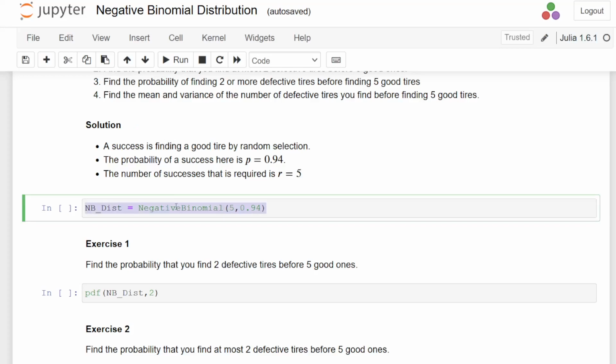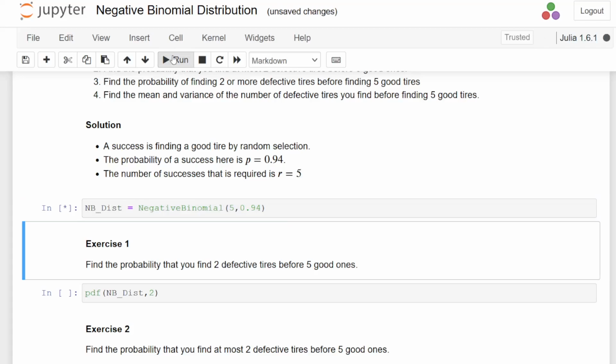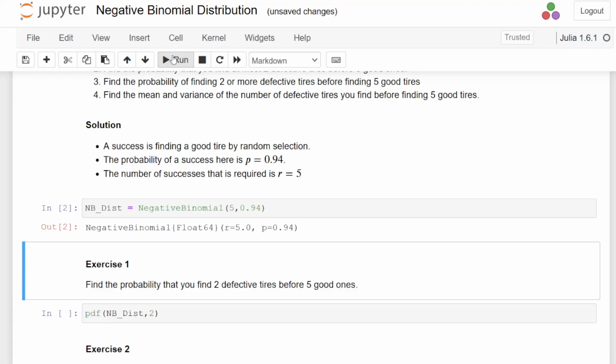So I'm going to set up this here, NB_dist. This is my specification for the negative binomial distribution. Okay, so this is the main part here. This is the actual bit of Julia code, and it comes from Distributions: NegativeBinomial, capital N, capital B, r equal to 5 and p equal to 0.94. I'm saving that as NB_dist. So let's run that. Okay, there we have it, and that means NB_dist is all set up.